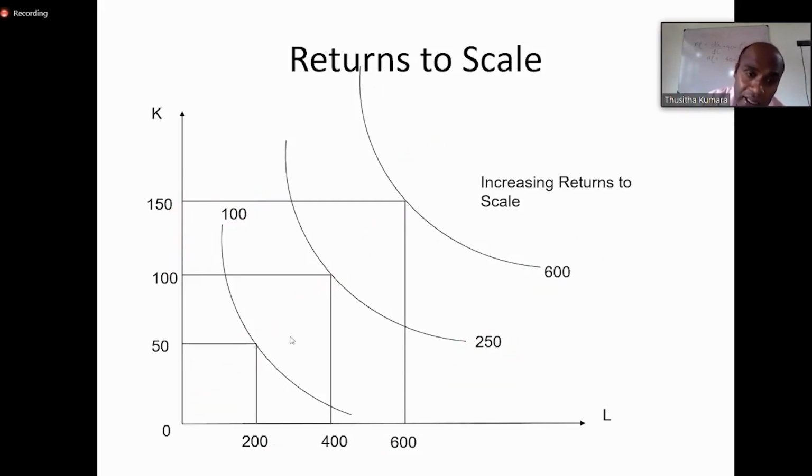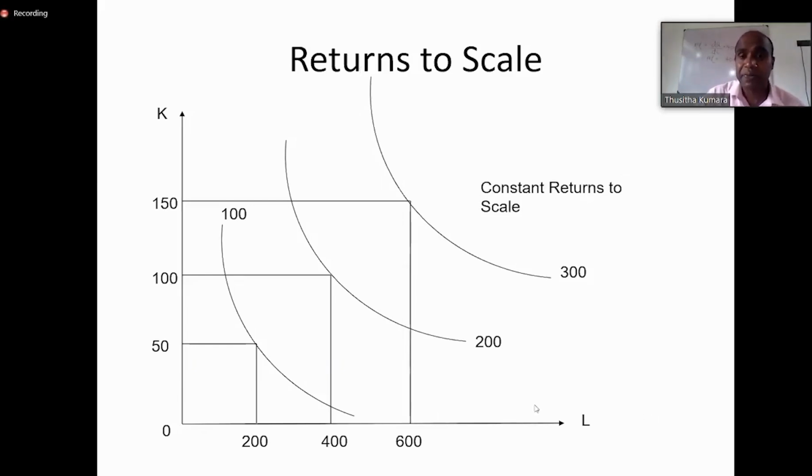In the same way, in this example, we had 50 and 200 as the original condition, and our output was 100. Then we double both inputs, 50 to 100, 200 to 400, and our output is 250, which is an increase of 150%, more than 100%. If you go further ahead and increase capital by 50% here and 50% here, your output is 600, more than 350. So whenever you expand your scale, your output will be increased more than the proportionate increase in your input. Then we call it increasing returns to scale.